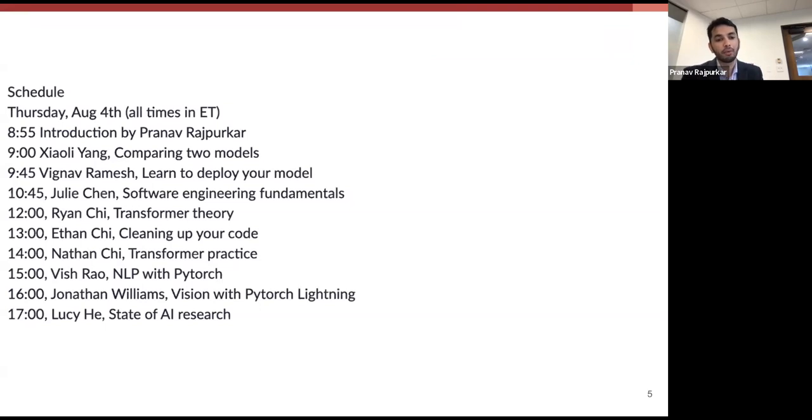Then at 1 o'clock, we'll have how one goes about the process of cleaning up code. This is especially useful when you have done some work and now you want to be able to have others reproduce the work, which is very key in all research projects. Then we'll have transformers practice, and here the focus will be on coding up different elements of a transformer and also being able to use them.